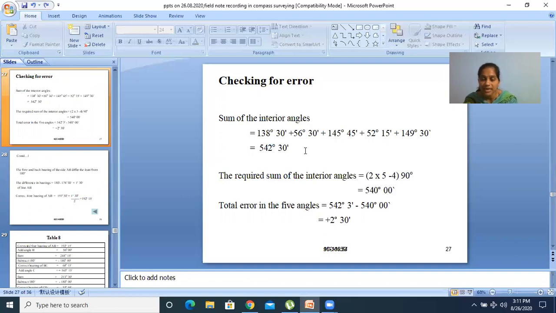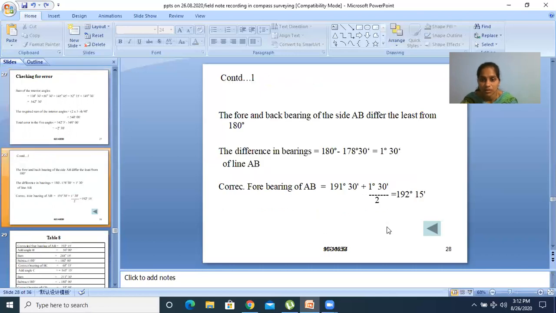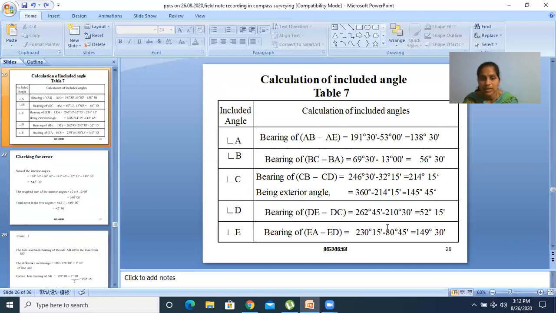That is the magnitude of error, and it has to be distributed to all the 5 stations. So the error is plus 2 degrees 30 minutes, so you have to add minus 2 degrees 30 minutes over all 5 stations. Minus 2 degrees 30 minutes by 5 is minus 30 minutes, which will be added to all stations. So for angle A, 138 degrees 30 minutes minus 30 minutes gives actual angle A equal to 138.